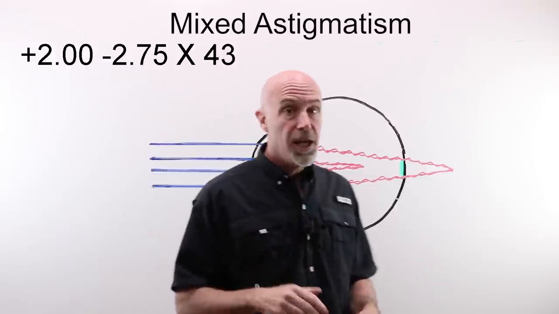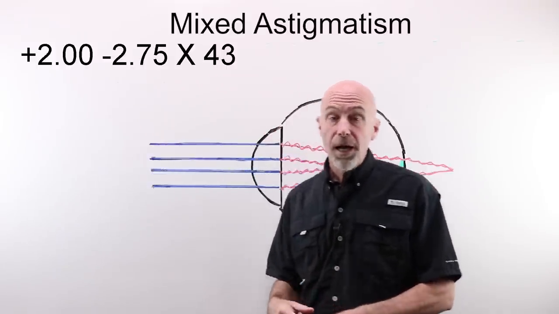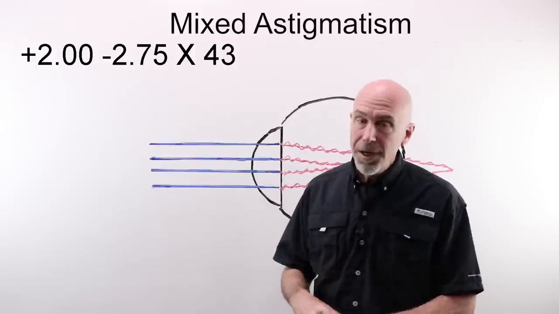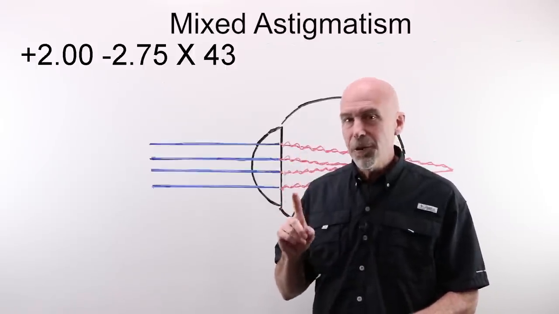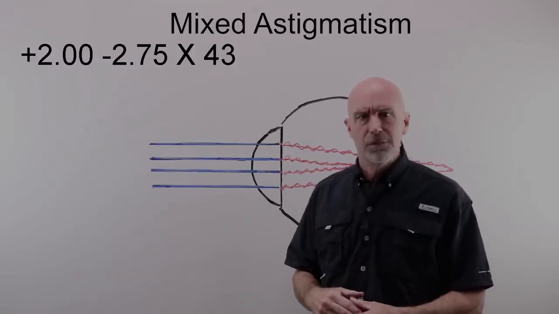Those are seven of the eight refractive errors of the human eye. We will get to presbyopia soon. As I say, it's not really an error, it is more of a condition.